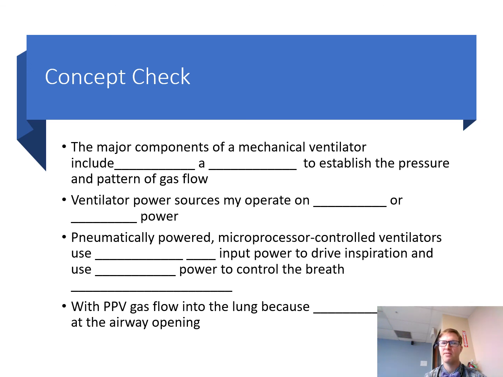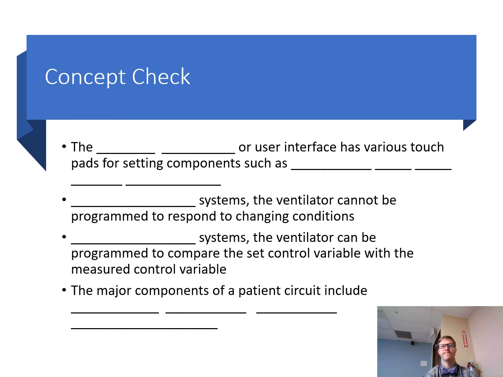Pneumatic powered, microprocessor controlled ventilators use compressed gas, right? That's what we plug into the wall. They use compressed gas input to power or drive inspiration, and then they use electrical power to control the characteristics of the breath. So they use the compressed gas to deliver the breath, but they need the electrical power as well. With positive pressure ventilators, gas flows into the lung because the ventilator establishes a pressure gradient by generating positive pressure at the airway opening.